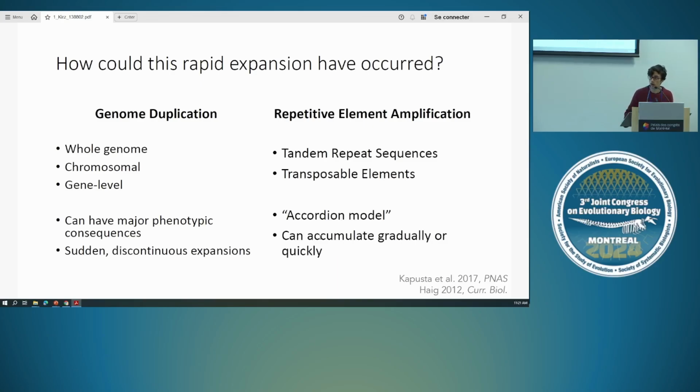The other potential cause of this expansion in genome size is repetitive element amplification. There are many, many ways to classify repetitive elements, but I'd like to break them down into two. The first being tandem repeat sequences. These are things like satellite DNA, short, simple interspersed sequences that typically proliferate passively, either through slippage during DNA replication or unequal crossing over during recombination.